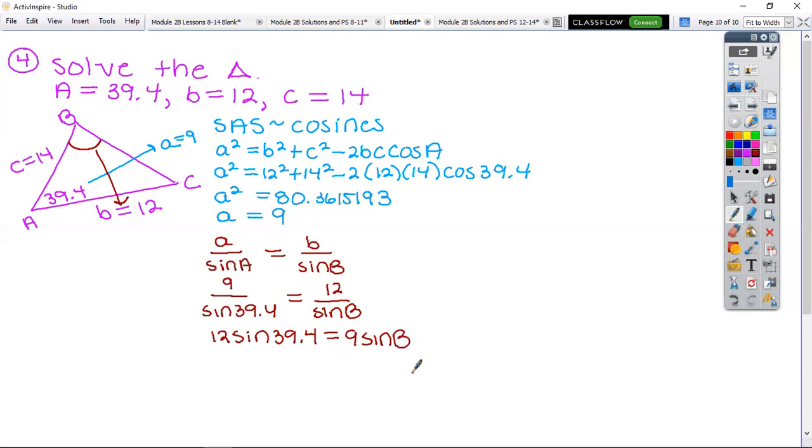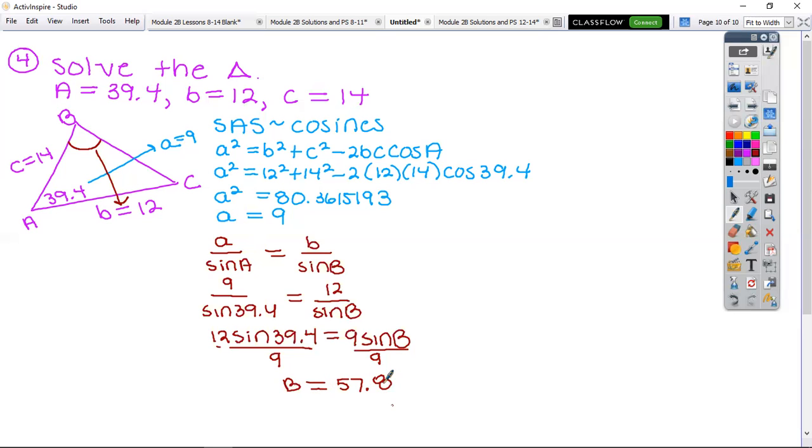Again, anytime the angle's missing is when you're going to have to use that second key. So divide by 9, and then on your calculator, second sine. I'm going to just show that because I'm getting kind of low on the board. 12 times sine 39.4, I'm going to divide that by 9. Second sine of the decimal, which is approximately 0.8463, and I got an angle measure of 57.8 degrees. Do you guys agree with that? Perfect.